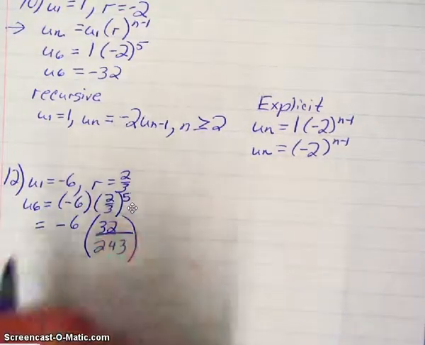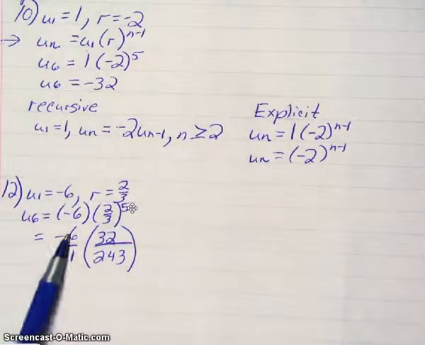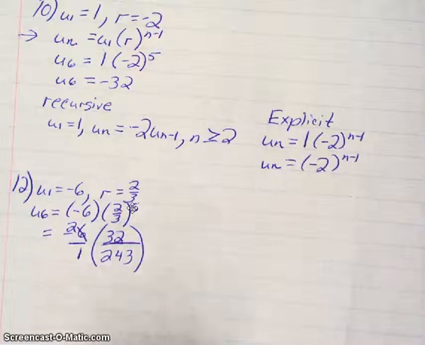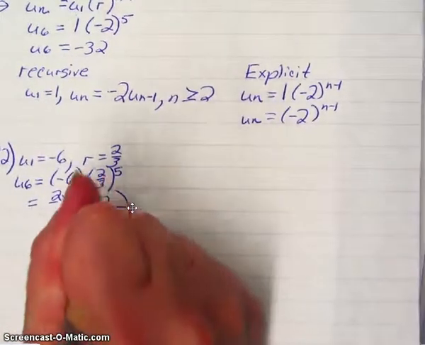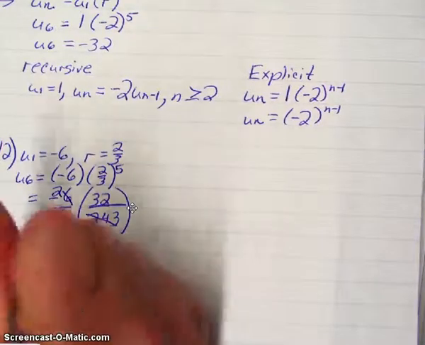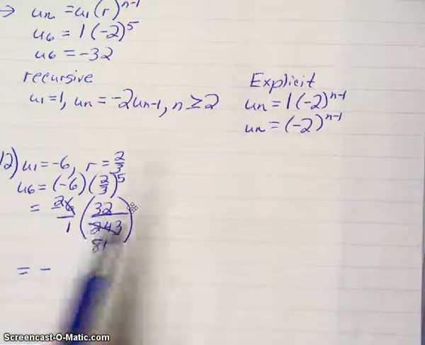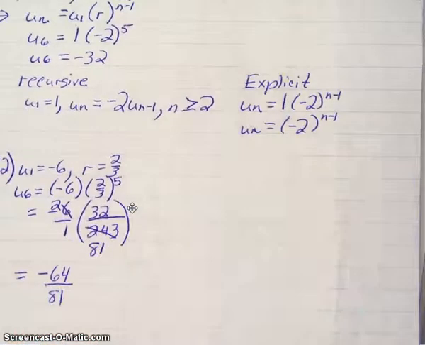Remember with fractions, to multiply fractions, you can cross-cancel before you multiply. And I know a 3 goes into both 6 and 243. So I'm going to cancel out a 3 on the top, I'm left with 2. If I cancel out a 3 on the bottom, I'm left with 81. Okay, so now I've got a negative 2 times 32 is 64, and 1 times 81 is 81.